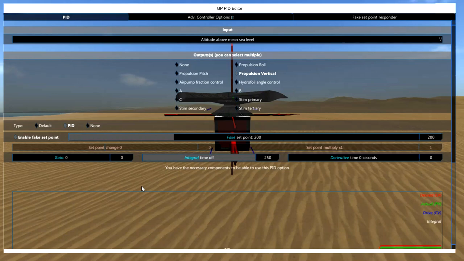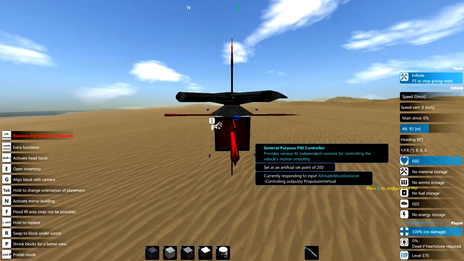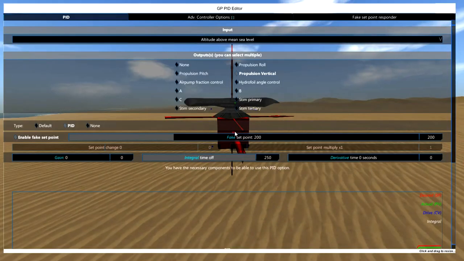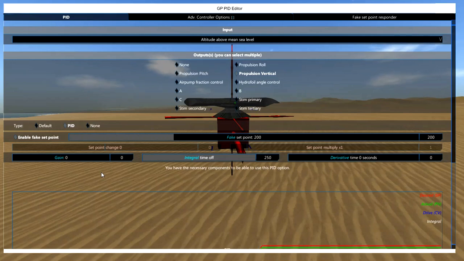In a PID controller, there's proportional, integral, derivative. Now the P, the proportional part of PID, basically means if your error, or in this case, the distance away from 200 meters altitude, is large and positive, our P is going to be large and positive. All parts of the equation are multiplied by the gain. Since our gain is currently zero, our P is currently zero.